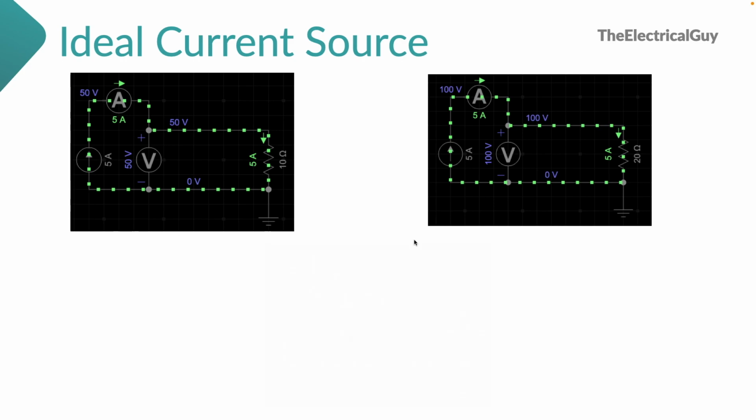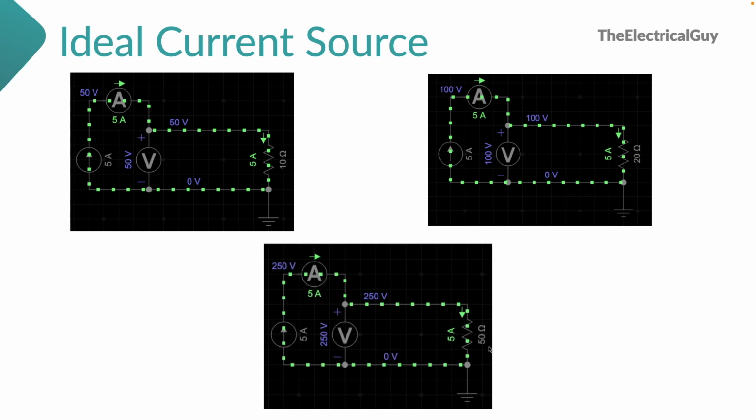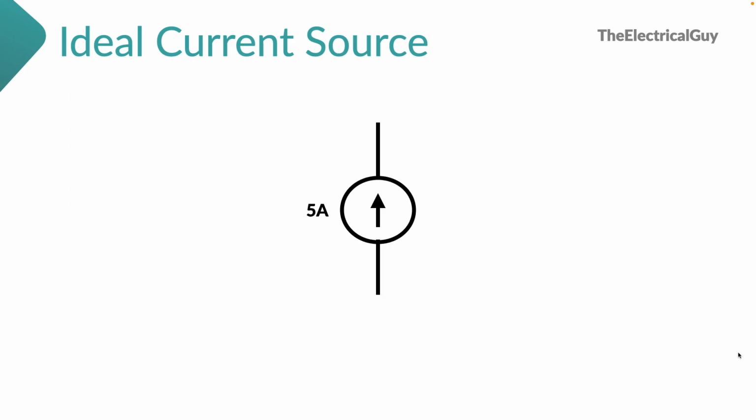And in a similar way, in this third step, when we increased the load to 50 ohms, the voltage also increased to 250 volts. And because of that, the current remained constant, that is 5 ampere. So that is how the ideal current source keeps the current constant no matter what is the load connected across its terminal. You can represent the ideal current source by this symbol, right? But again, as the name suggests, it's ideal and therefore it does not exist practically, right?